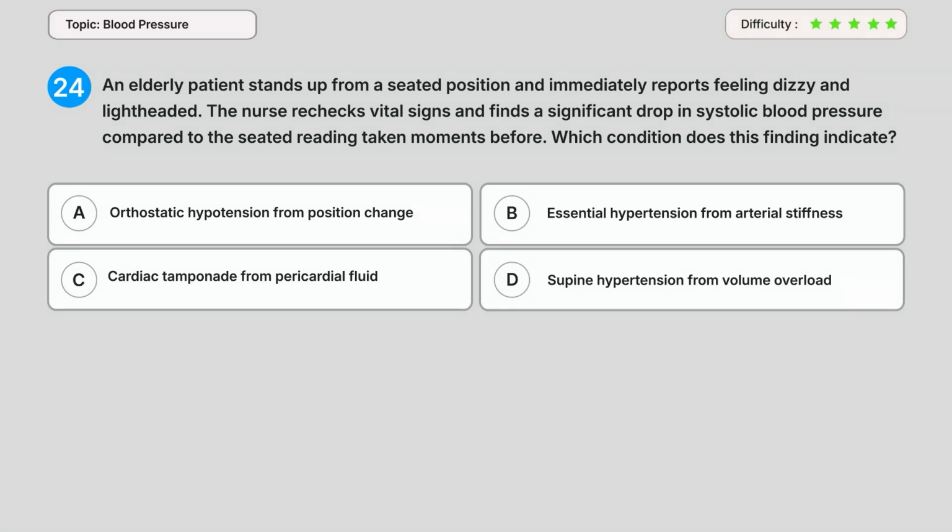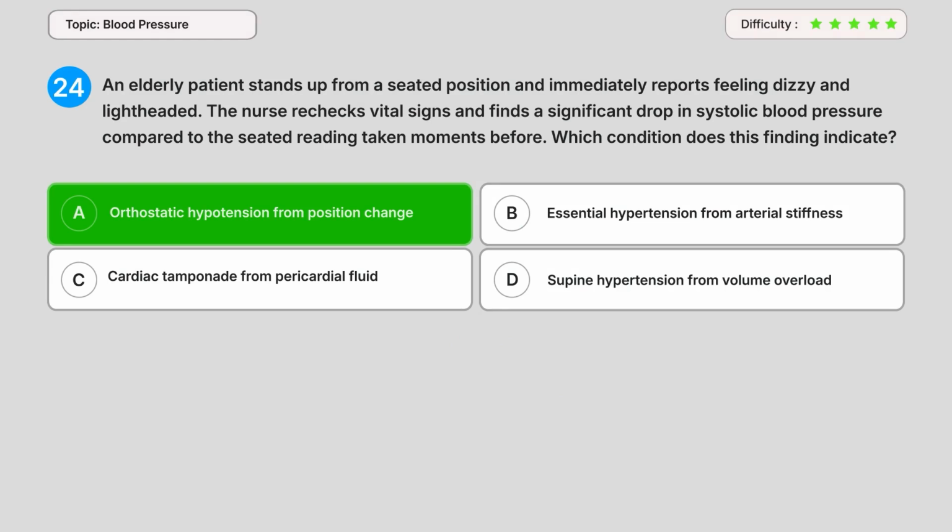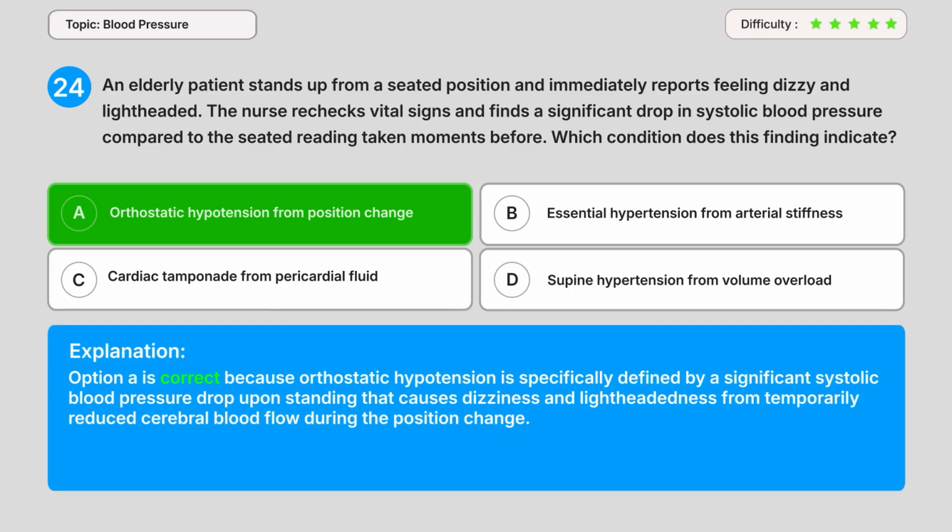Correct answer. A. Orthostatic hypertension from position change. Explanation. Option A is correct because orthostatic hypertension is specifically defined by a significant systolic blood pressure drop upon standing that causes dizziness and lightheadedness from temporarily reduced cerebral blood flow during the position change.